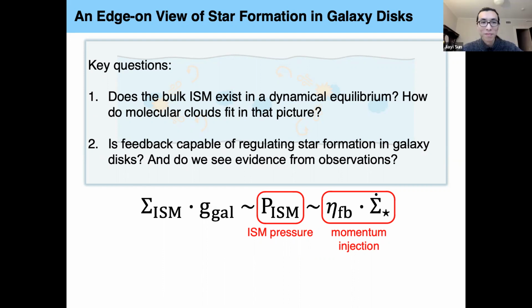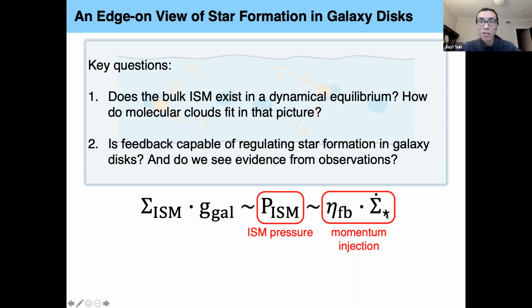So awesome. Okay, so let's pick up from where we just left off. I just mentioned that we now shift to talk about the second question, which is about feedback. And what we want to do is back out eta FB from ISM pressure and star formation rate surface density, and compare to our expectation from numerical simulations. So ISM pressure, we already have measured in the previous parts.